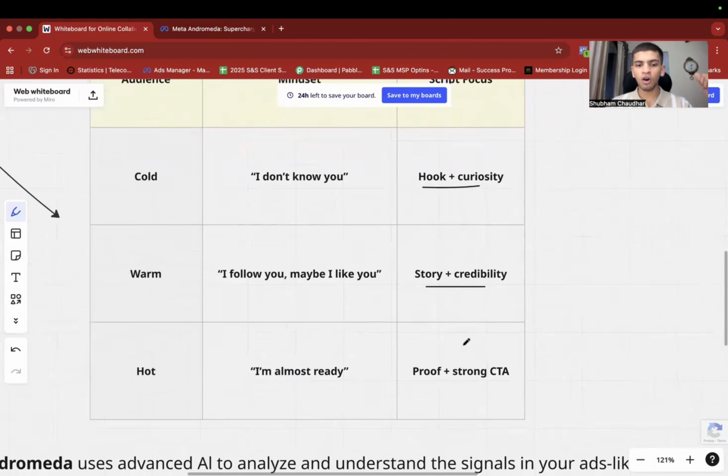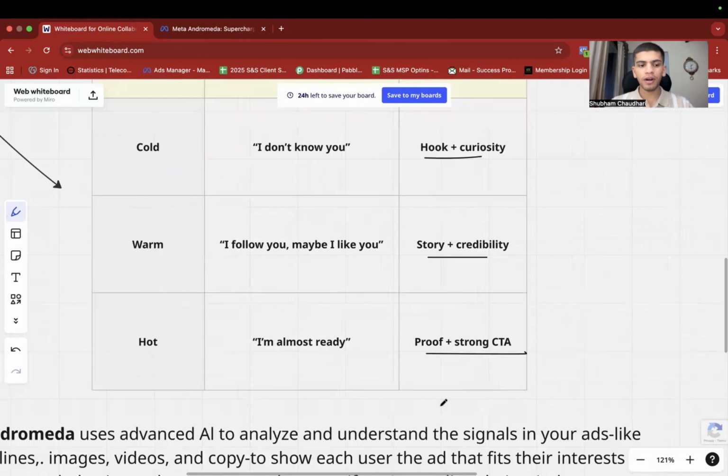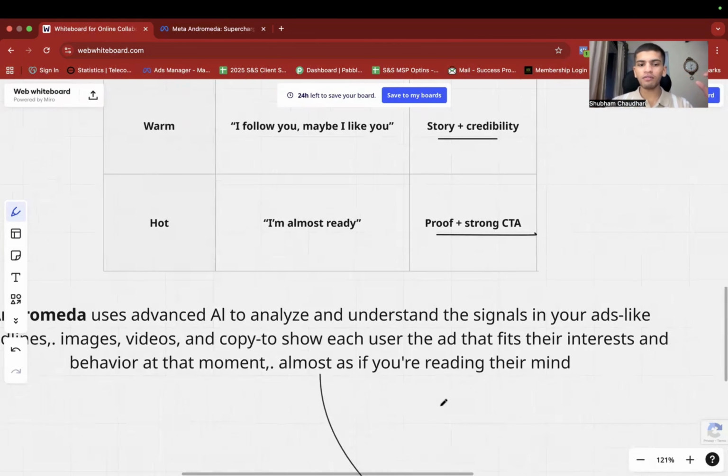If you're trying to target a hot audience who are almost ready to buy from you, you need proof and a strong call to action. So let's suppose I have a great client result, I will show my client results, right? So that's how things work. All right. So basically, you have to understand that.